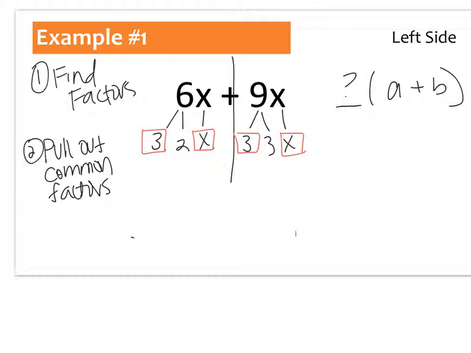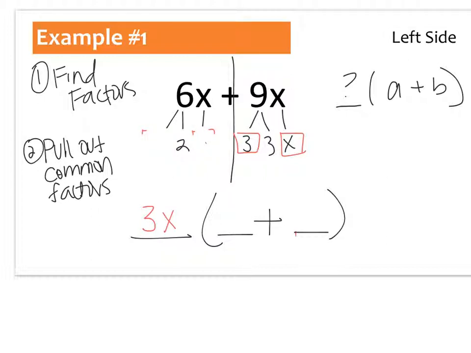So I have here my setup for the distributive property. What I'm going to pull out is a 3, and I'm also going to pull out an x, because what I'm saying is that they both have a 3 and an x in common. So I'm going to erase these, because these are the ones that they have in common.